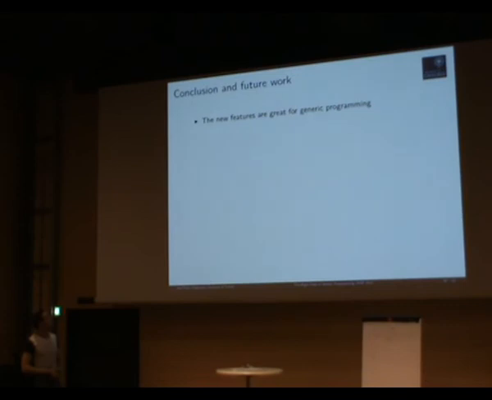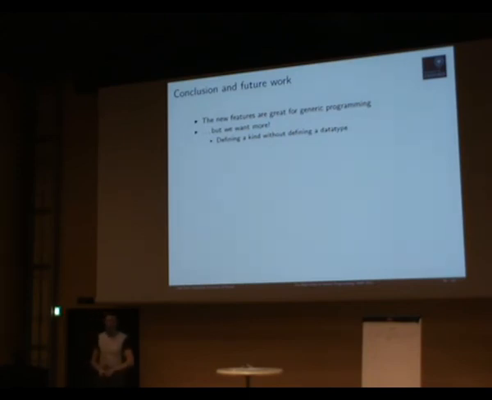So, conclusions. It's great to have these new features, and they can really help us a lot in making our generic programming libraries more safe and more precise, or even making some things that weren't possible before now possible. But we want more. In particular, we want to be able to define a kind without having to define the data type. It shouldn't be too hard. It's a bit of a syntactic thing to agree on how you want to denote these things. We want kind synonyms. We don't have kind synonyms. This is again also just a small limitation. You should probably promote type synonyms directly to kind synonyms as well.